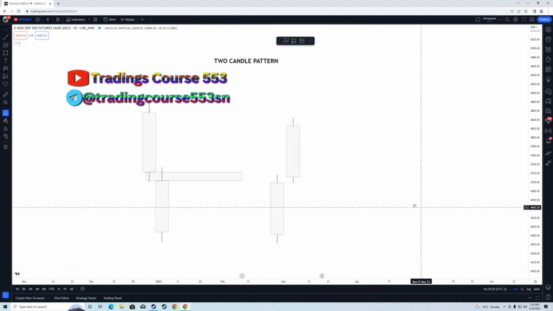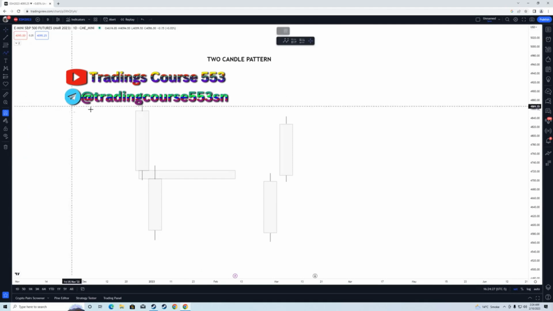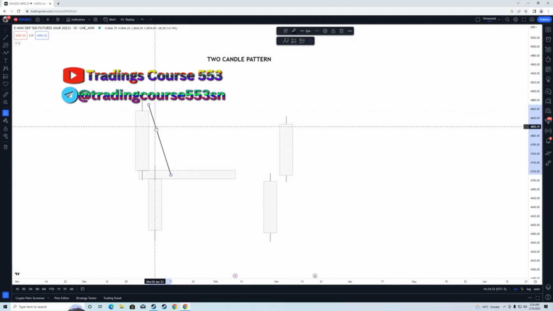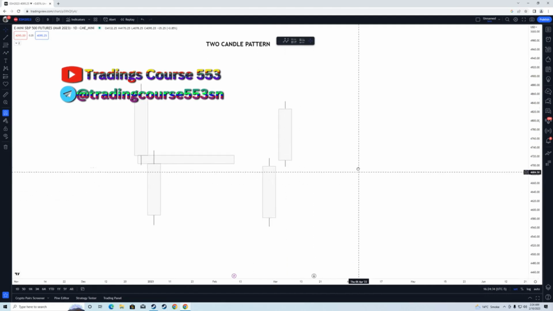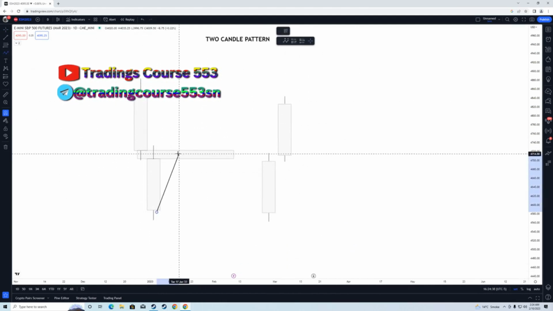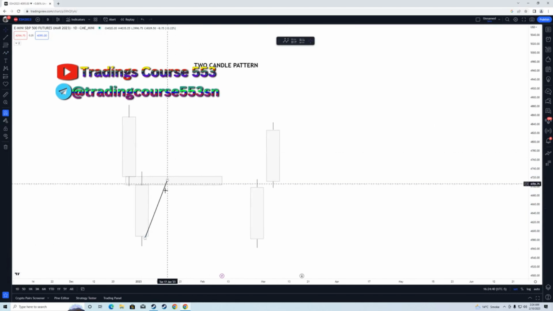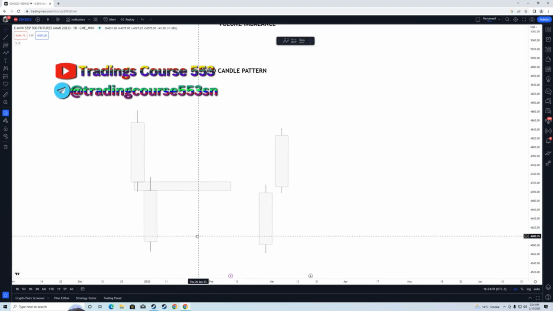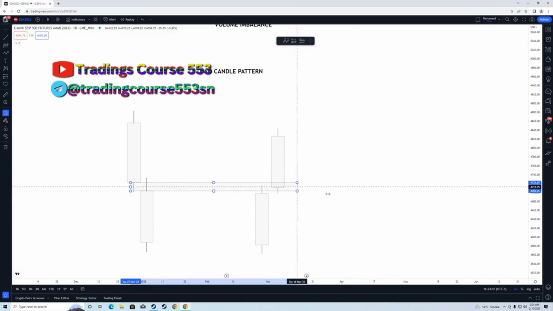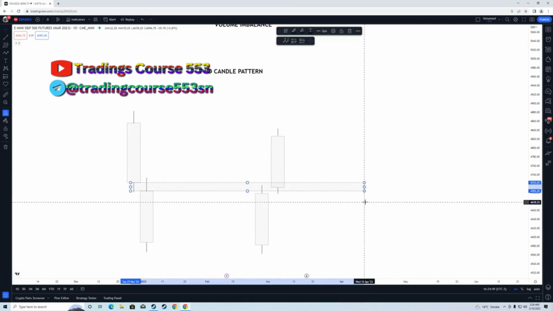So in the future, if price comes back into this level, you can look for long positions. And similarly for this, sorry, this is short positions, so you can look to short it. And yeah, you can long from here as well, because this acts as a resistance and support level.